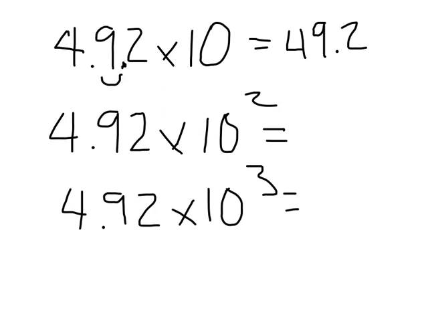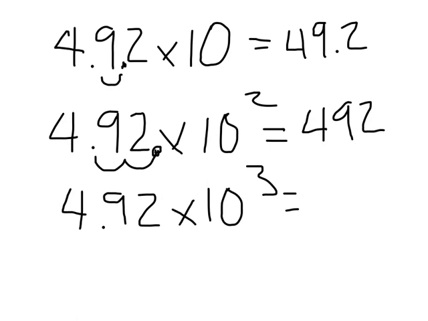What do I need to do to the decimal to multiply 4 and 92 hundredths times 10 to the second power? I need to move the decimal 2 times to the right to show place value increasing twice. So what's the result? Well, when I move the decimal twice to the right, I get 492.